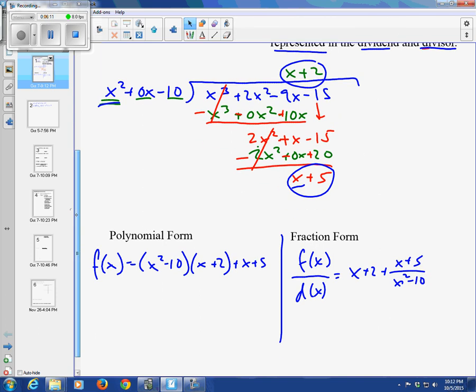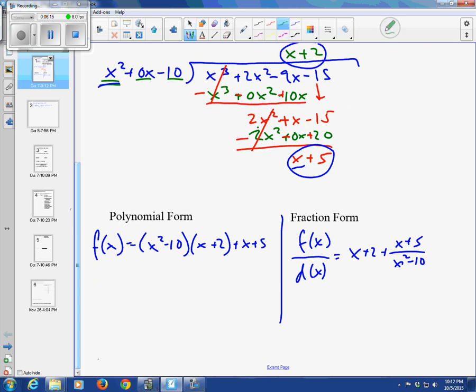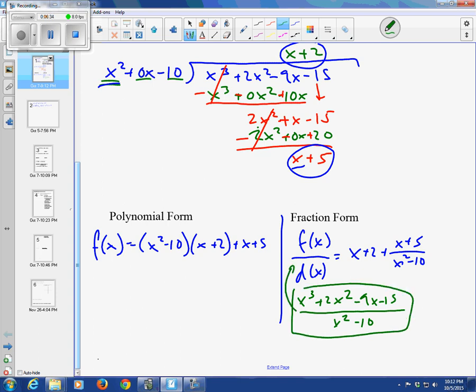Right here, another way for us to represent the polynomial long division we've just done is by taking our x cubed plus 2x squared minus 9x minus 15 and dividing it by x squared minus 10. This is actually what we're seeing right here with our f of x divided by d of x. And it's another way for us to look at the polynomial long division we're actually doing right here, right?